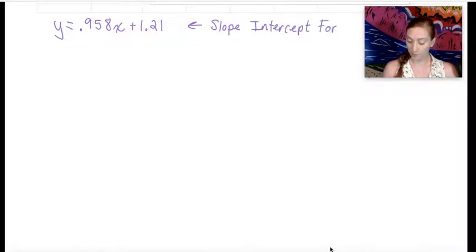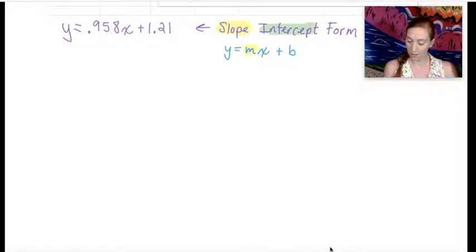What we have here is our linear equation, which is in slope-intercept form. Just as a little refresher, slope-intercept form is y equals mx plus b, where slope is represented with m and our intercept is represented with that letter b. Okay. So we really want to focus in on slope, but since we're talking about this here, let's go ahead and talk about what both of those things are.